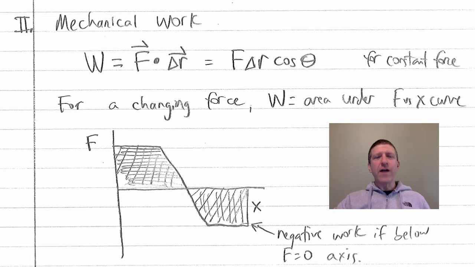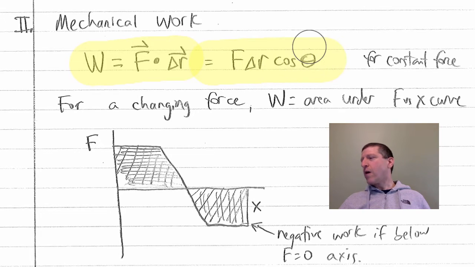So let's start talking about mechanical work and what that actually is. Work is defined as, and notice that work is not a vector, work is defined as the dot product F dot delta R. In other words, just the magnitude F delta R cosine theta. That works for a constant force.